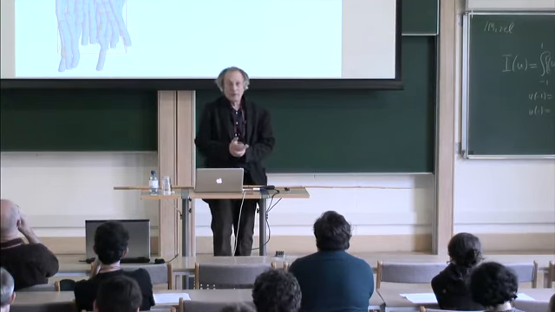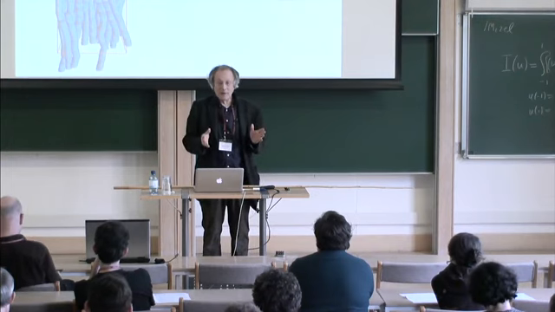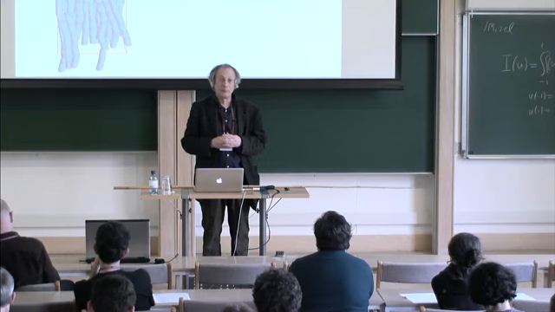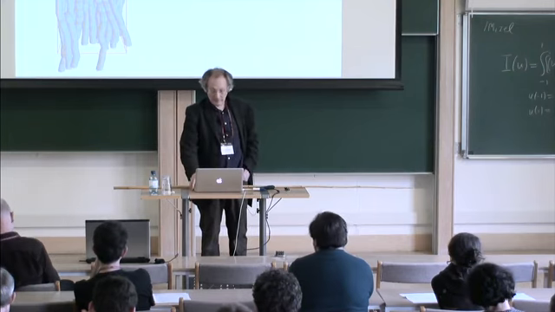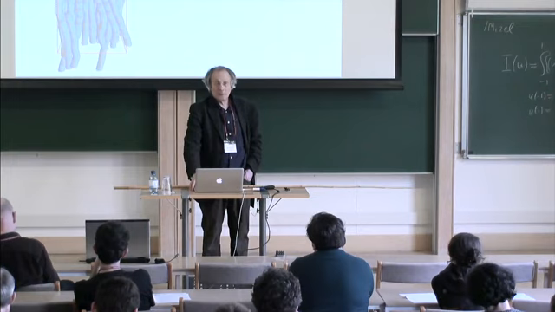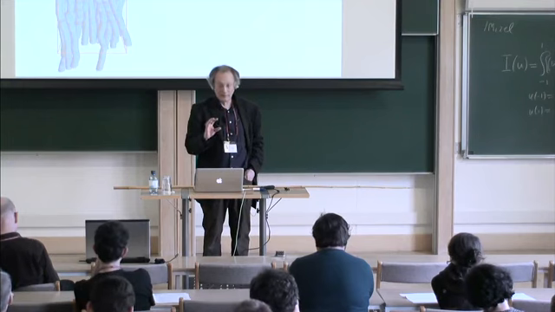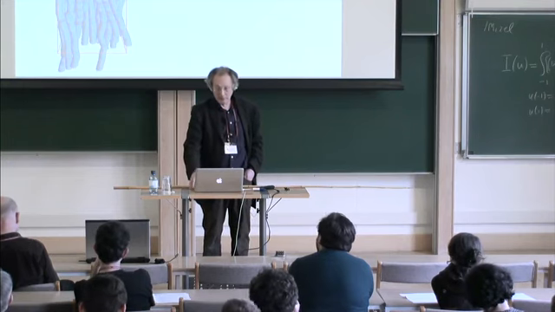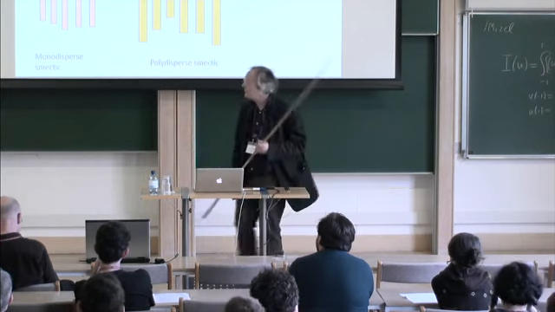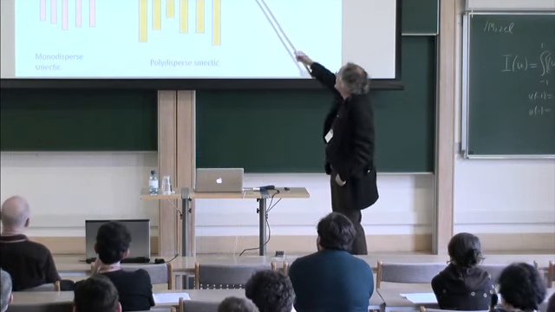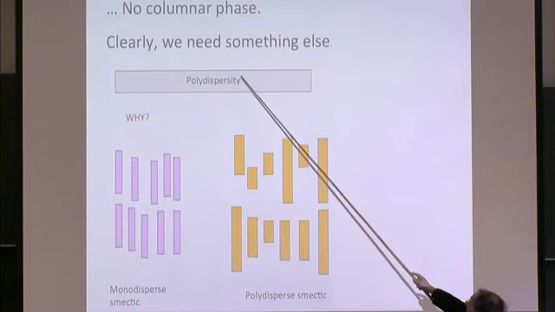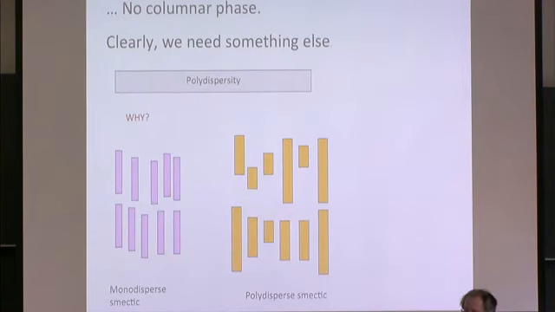So, just to go on, is there a way to get a columnar phase with rods alone? It seems that for rods of a given length, it doesn't work. If you have rods with flexibility, it doesn't work. So we need something else. And the thing that we need to make a columnar phase is polydispersity. Polydispersity, for those of you who don't use these terms regularly, is the fact that particles have different sizes.